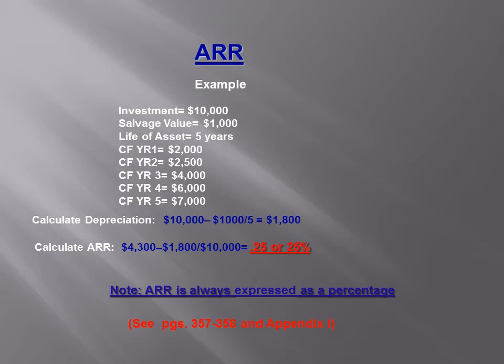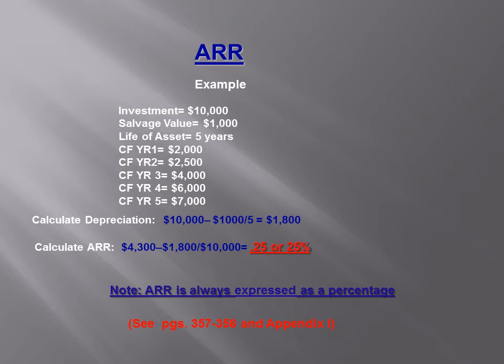The life of the asset is 5 years. And you have cash flows over that 5-year time frame of $2,000, $2,500, $4,000, $6,000, and $7,000. And now I want you to tell me, what is the accounting rate of return?